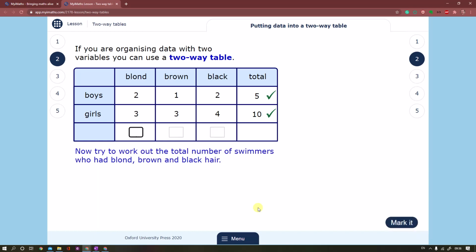The next part is we can also do that total by hair colour. So 2 and 3 is 5. So there are 5 blonde people. 1 and 3 is 4. So there are 4 people who have brown hair, and 6 people had black hair.